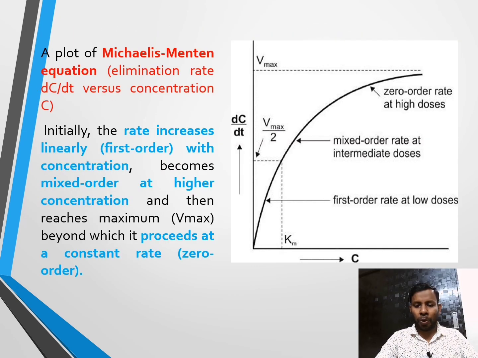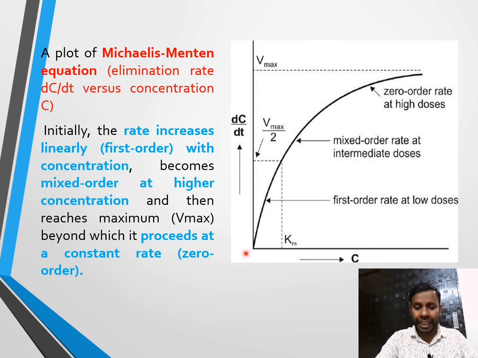Michaelis-Menten equation plot. So this is the plot for the Michaelis-Menten equation. This graph is plotted between C versus dC/dt. C, we know, is plasma drug concentration, and dC/dt is the rate of elimination. So if we plot a graph between C versus dC/dt, the graph will be like this.